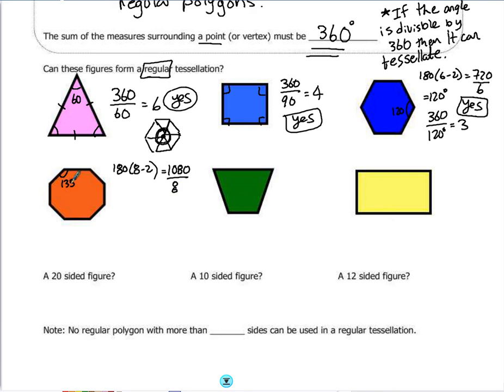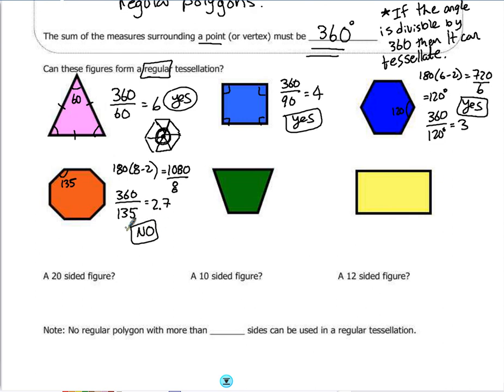Once I find that interior angle, I need to see if that interior angle divides evenly into 360. So when I divide those two numbers, 360 divided by 135, I end up with 2.6 repeating, or 2.7. Since that's not an integer, that would make 135 not divisible into 360. And therefore, this would not tessellate regularly.